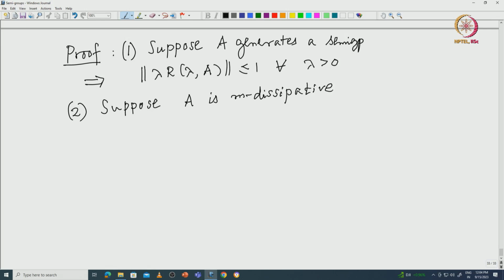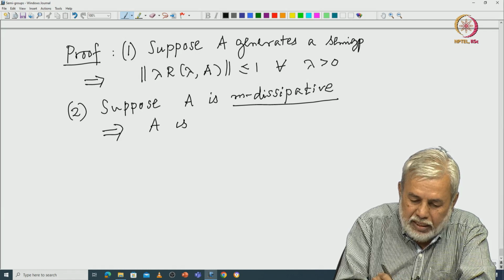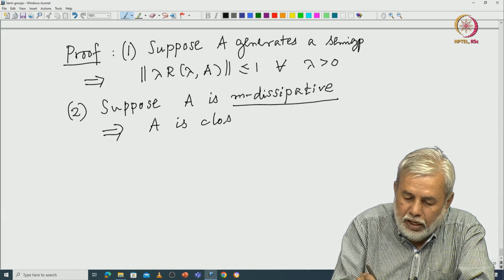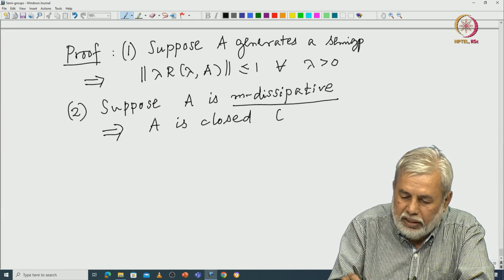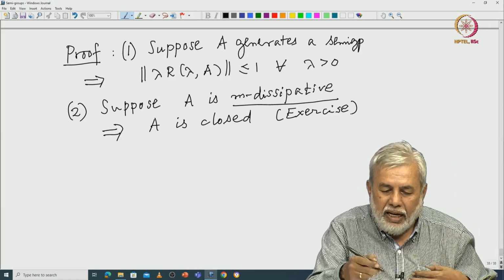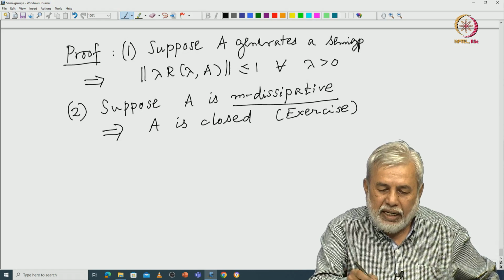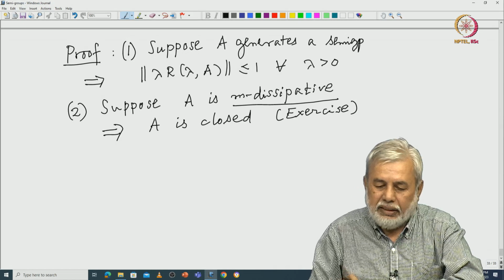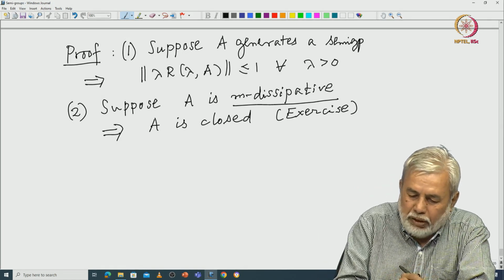So, dissipativity may not imply closedness, but m-dissipativity does. As an exercise, that implies A is closed, because this is an important part of the hypothesis in the Hilbert theorem, so I leave it as an exercise. You use the second part of the hypothesis, m-dissipativity plus that image condition, and that will imply this. So, we will do a small computation here.